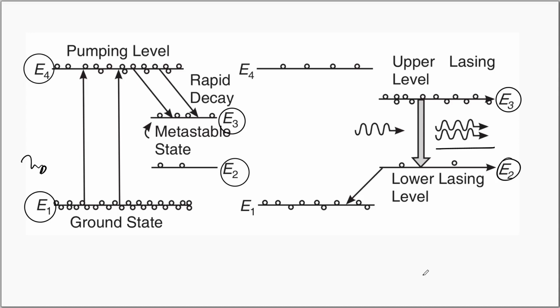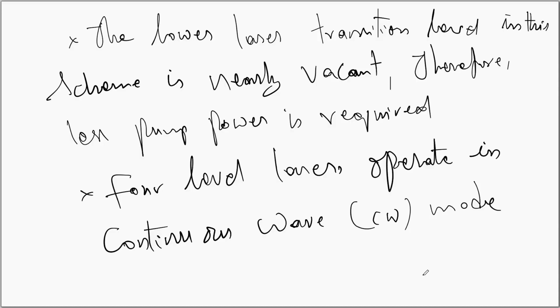After that, we have seen the 4-level laser scheme, and we have said that since the lower laser transition level in this scheme is nearly vacant, less power is required, and the 4-level laser operates in continuous wave or CW mode. Thank you.